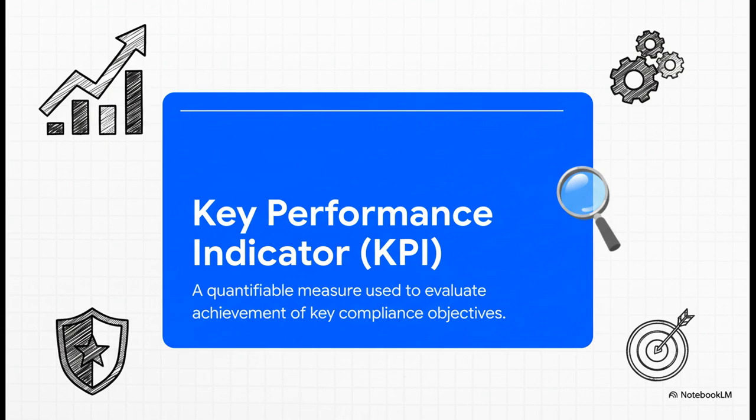Well, to put it simply, it's a number. It's a quantifiable measure that tells you straight up how well you're doing at hitting a specific compliance goal. It's not just some random piece of data. It's a metric that is directly tied to an objective that you've decided is critical. It turns a vague goal like be more compliant into a crystal clear target.